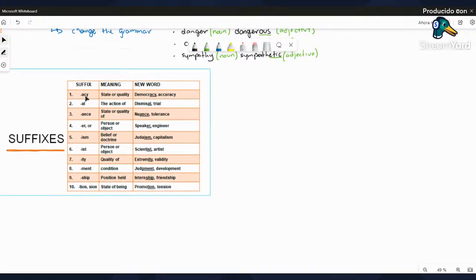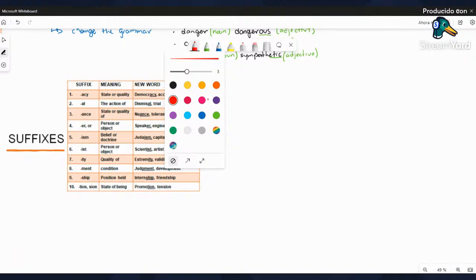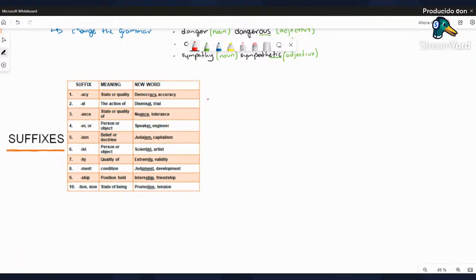When I add the suffix -acy, for example, state of equality, I'm saying, for example, democracy. It's coming from the word demos, which is people. So democracy, the state of quality, the quality of the people here. Accuracy, the quality of being accurate.